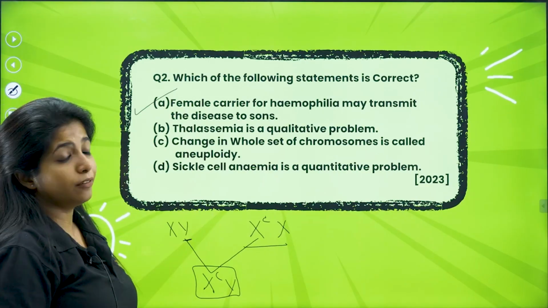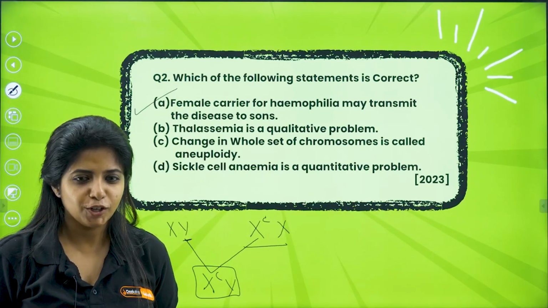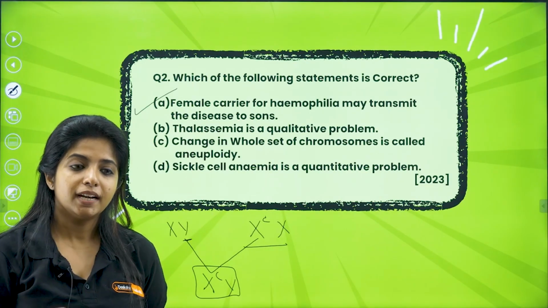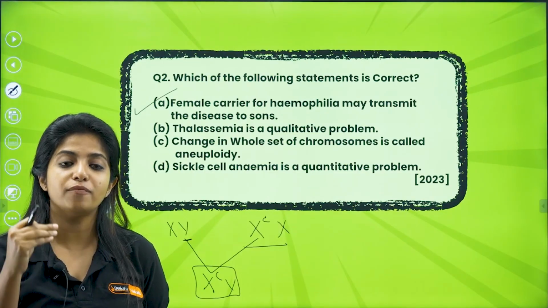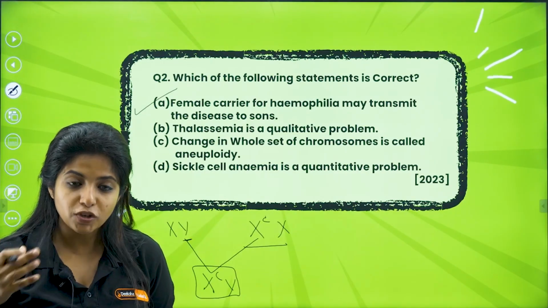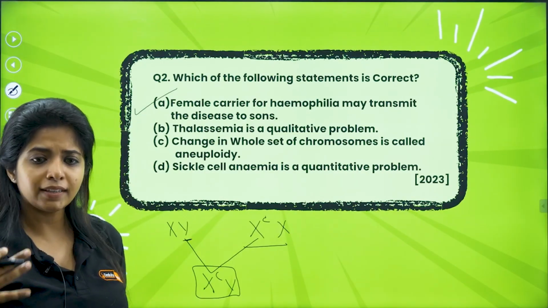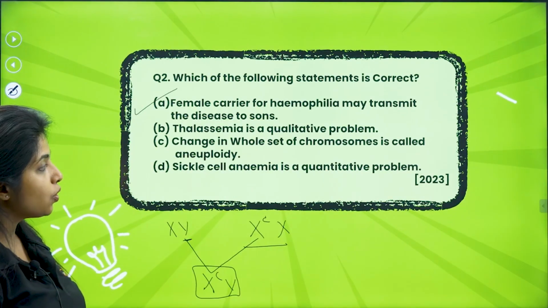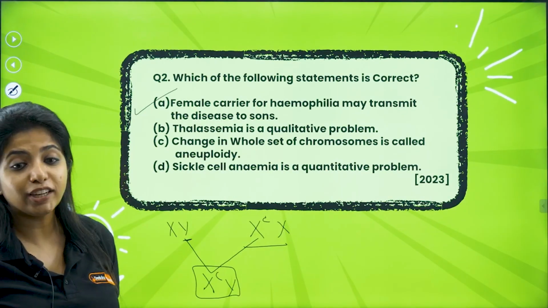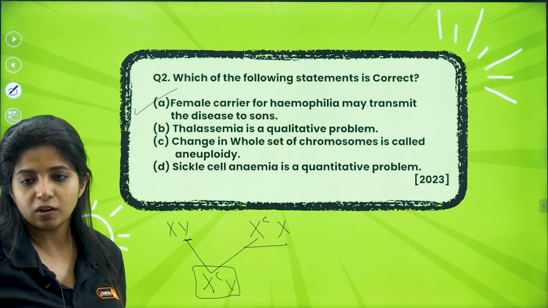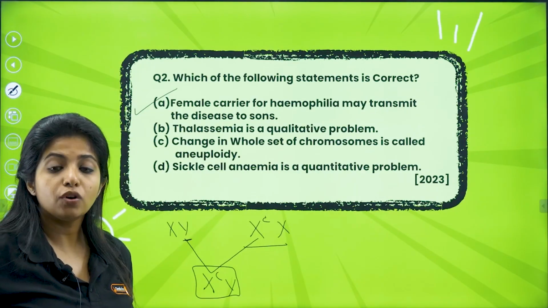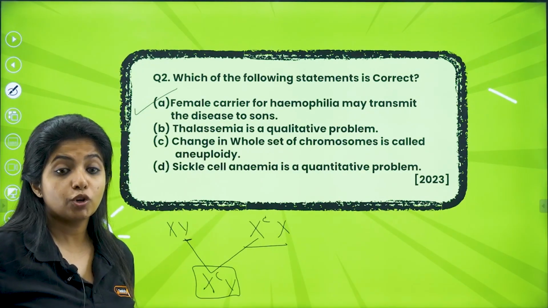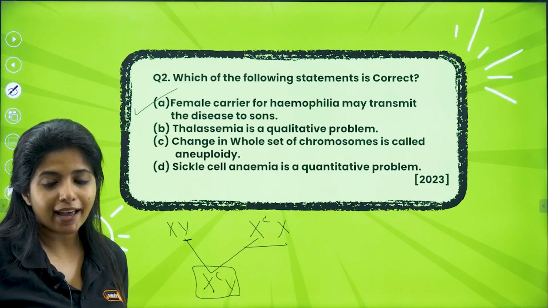Thalassemia is a qualitative problem. Is it? No, it is a quantitative problem, depending on how many alleles of the beta globin gene or alpha globin gene are getting affected. It is a quantitative problem, not a qualitative problem. Change in the whole set of chromosomes is called aneuploidy. Is that so? No. Change in the whole set of chromosomes is known as polyploidy, not aneuploidy.